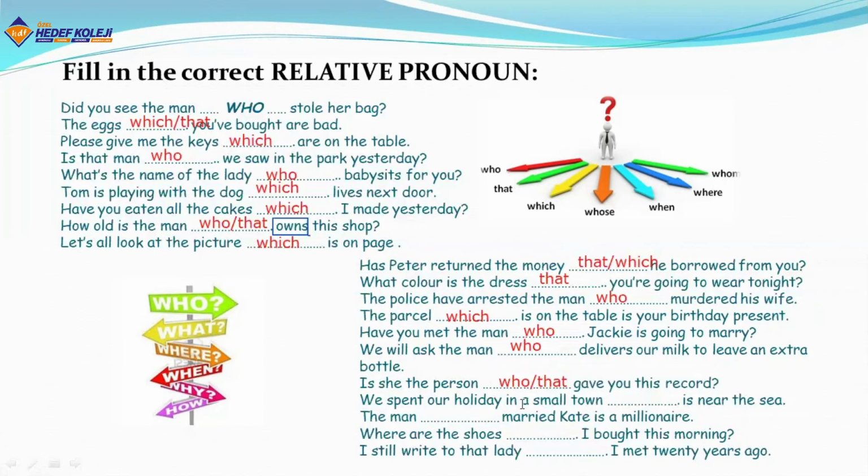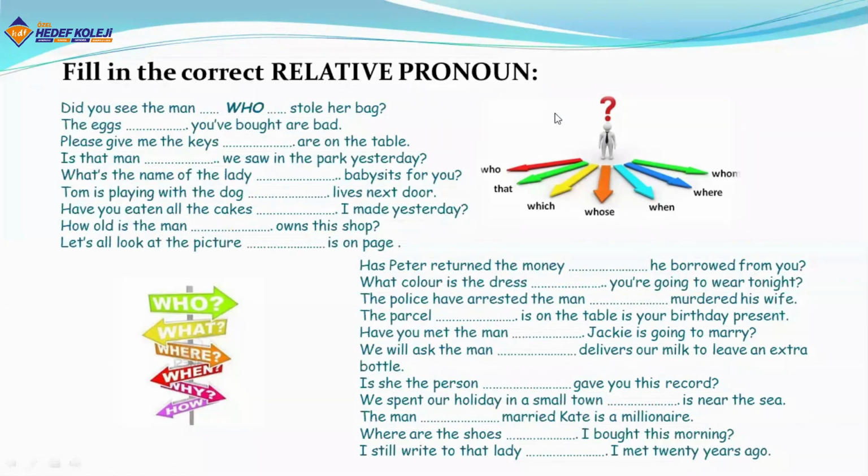We spent our holiday in a small town. Small town'da bir yerde geçirdik. Small town'u biz özelliğini söylüyoruz. Evet, özelliğini söylüyorsak. Which. The man who married Katie is a millionaire. Where are the shoes? Shoes, things, so which. I still write to that lady. Lady who? Okay. Let's continue.